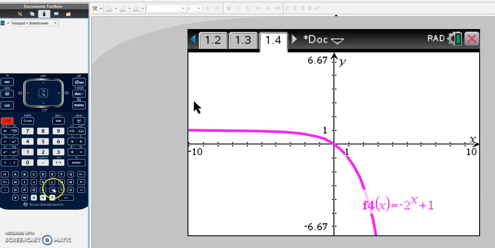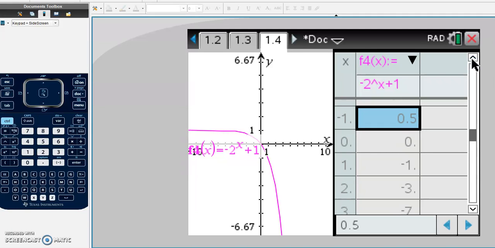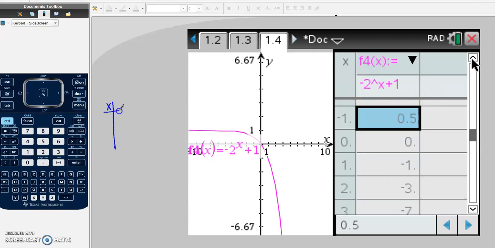So again, let's see what we can come up with for the data table. So I'm going to do Control T. And we need it to be at negative 1. Okay, and so the data table, negative 1, 0, 1, 2. We have 0.5 or 1/2, 0, negative 1, and negative 3. Okay, so let's flip over to the other paper.